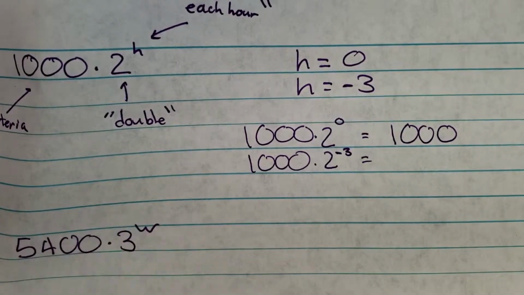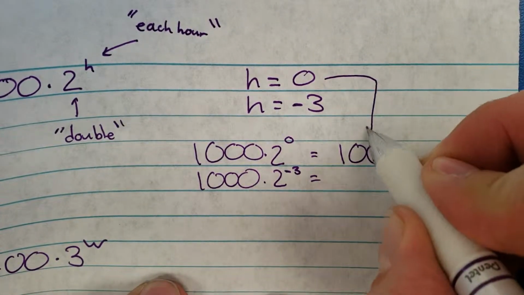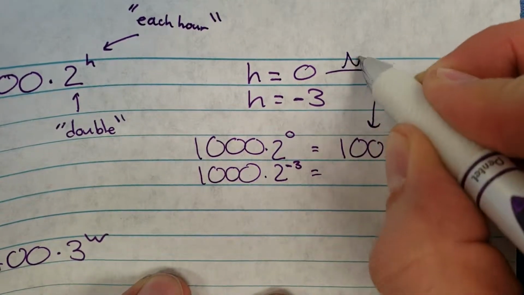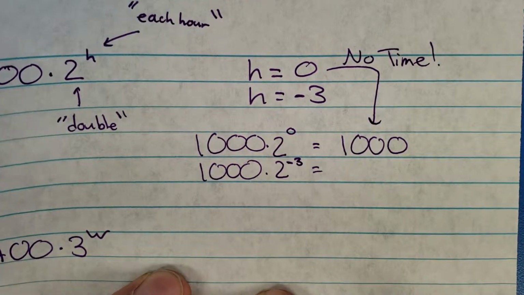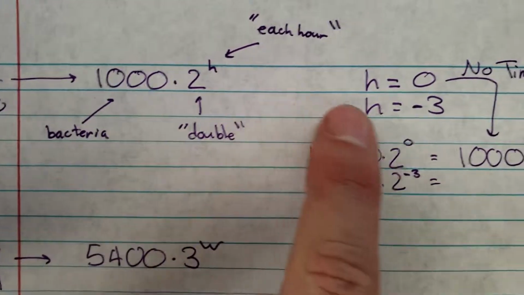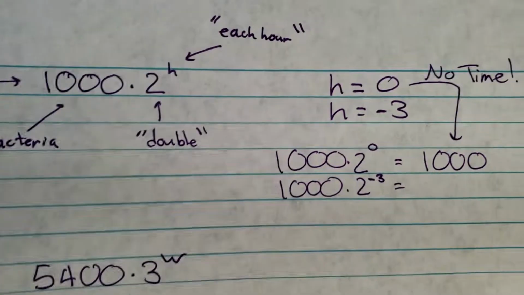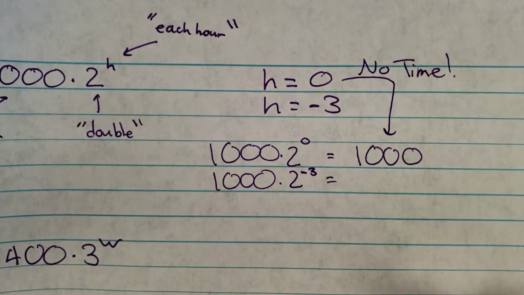Whoa, nothing happened. Exactly. The hours are 0. That means no time has gone by yet. You just started. If the bacteria double every hour and you just started, there's still going to be 1,000 in there right at that split second that you started. So you don't need to do anything.